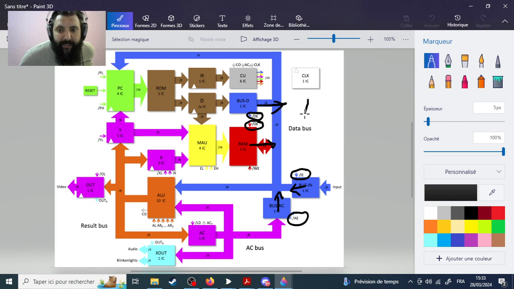D means main data enable. Data enable. Enable.